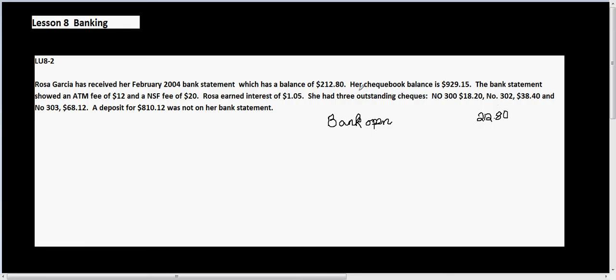And then we have to look at Rosa's checkbook, or her balance, and she says that at the end of February she has $929. So we have a $700 difference here that we have to figure out what's happening. So let's put all of the information relating to Rosa's books over on the other side of the page, and we'll call it Rosa's opening balance. I'm going to shorten that just down to open because we don't have the room here, but it should say Rosa's opening balance, and what we have over there, of course, is $929.15.